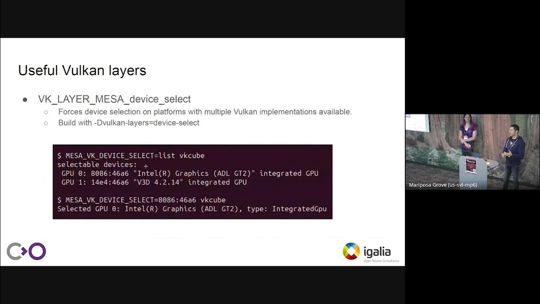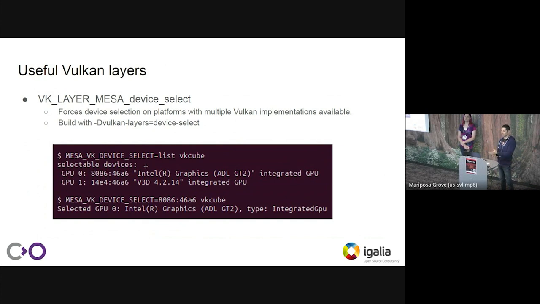So other than environment variables, we also have a couple of layers that may be useful. One is Mesa device select. What this allows is basically to force selection of a specific implementation in systems where there's more than one available.